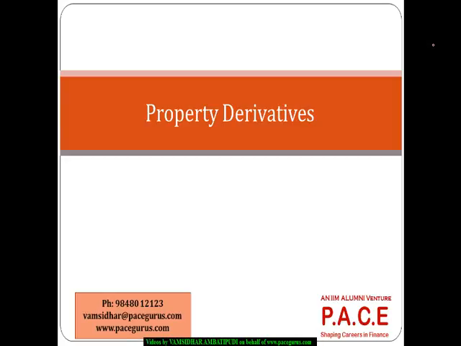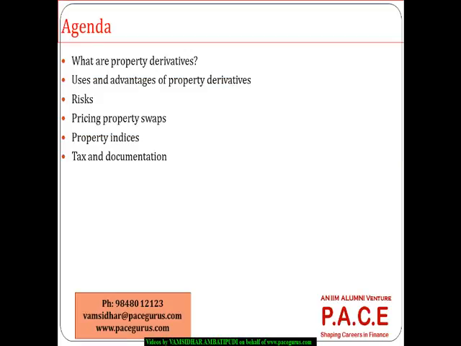Now, let's spend some time understanding property derivatives. In this session, I'm going to cover what property derivatives are, for what purpose they are typically used, what benefits any investor gets by getting into property derivatives, what the key risks associated with property derivatives are, and out of that, one of the most prominent instruments in property derivatives today, which is the property swap. How do I get into the pricing of that?